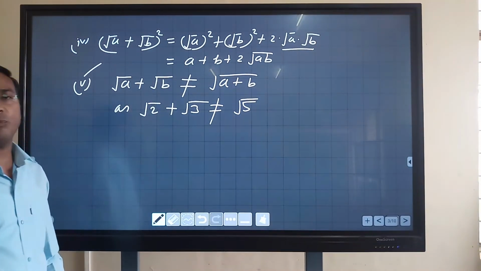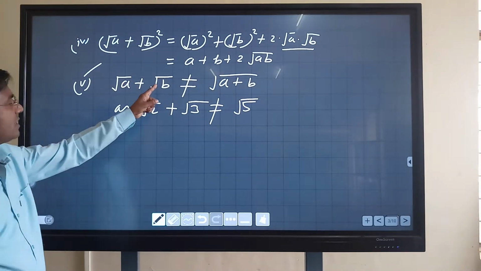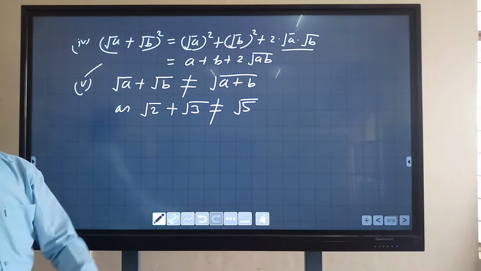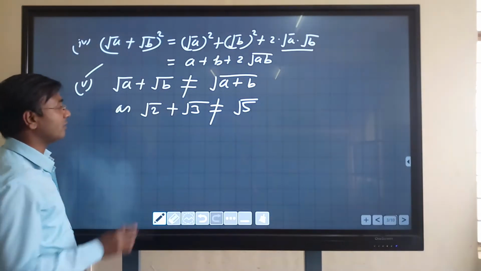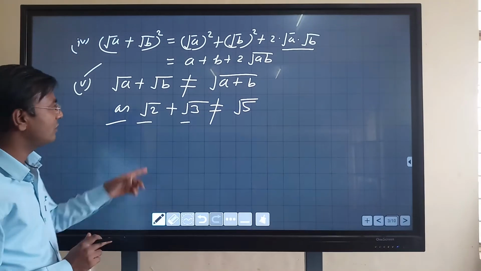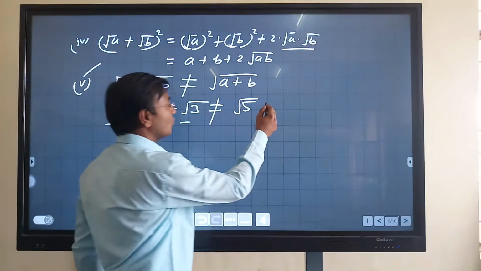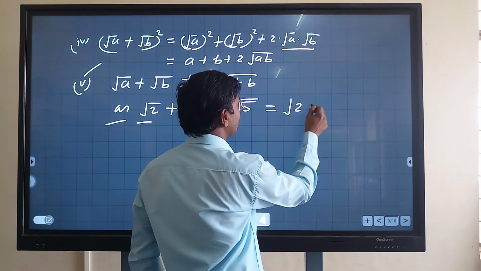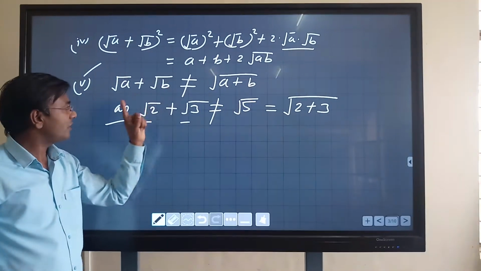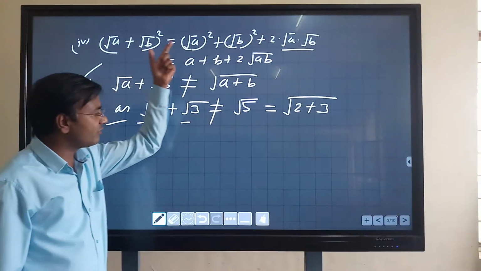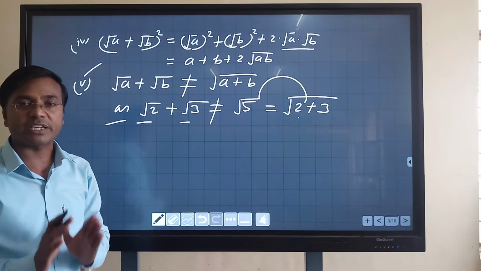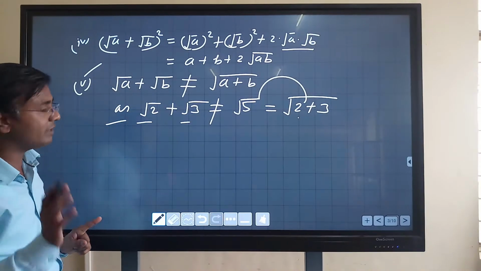The very important property, that is under root A plus under root B cannot be equal to under root A plus B. What 99% students do. For example, if I ask under root 2 plus under root 3 is what? You must be answering under root 5. Why? As under root 5 has come due to this. When will we get 5? If this under root 2 plus under root 3, if we write under root 2 plus 3, only then we will get under root 5, which can never be done, right?